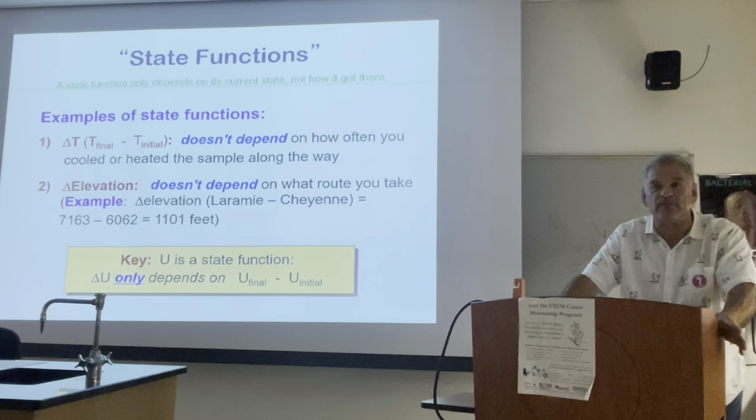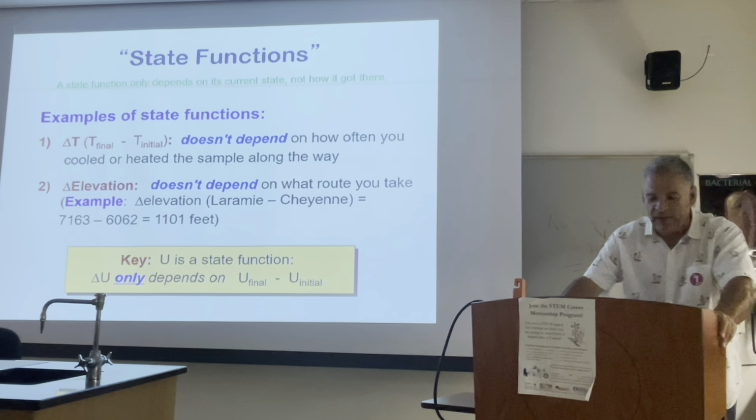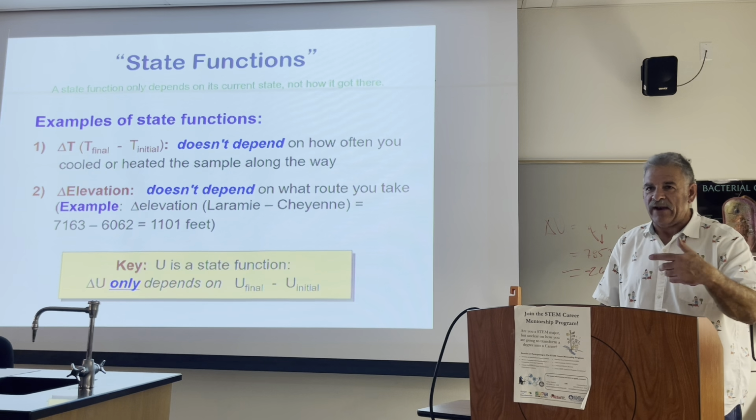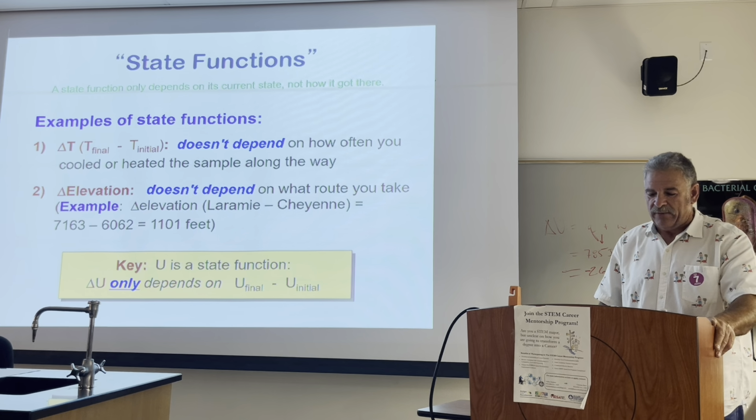So it turns out internal energy is also a state function, which is going to lead to some amazing things like the Hess cycle. So delta U, and we do it final minus initial, products minus reactants. And that determines the state.